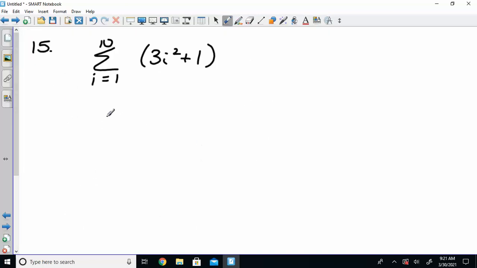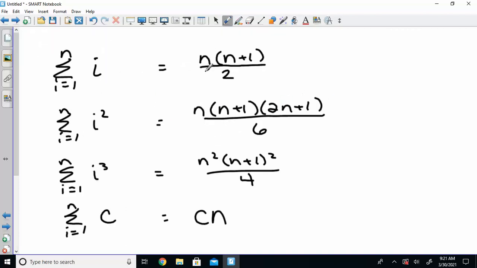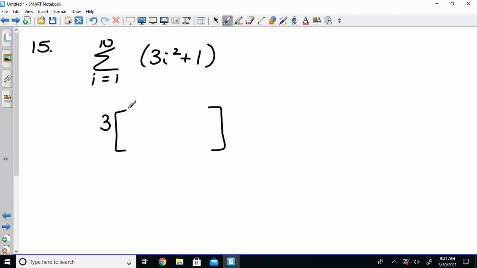So for this one, we have a 3, then we have to use the I squared. So my n times n plus 1 times 2n plus 1. My n is 10, so 10 times 11 times 21 over 6 plus 1 times 10. All right, so then you just have to evaluate that.